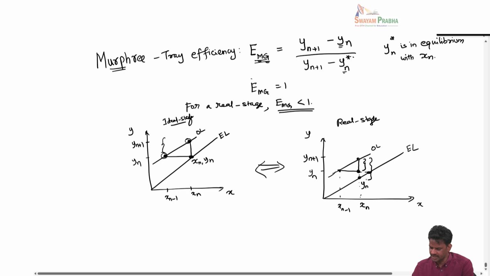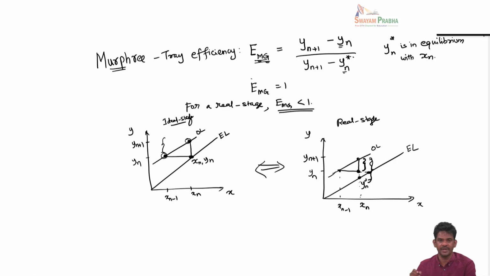So this is yn star, which is at equilibrium with xn. So the ratio of this length and this length is the Murphy efficiency. The maximum possible change is yn plus 1 to yn star, but the real actual change is yn plus 1 to yn. So if I look at the ratio of these two lengths, that would be the Murphy efficiency with respect to gas phase composition.